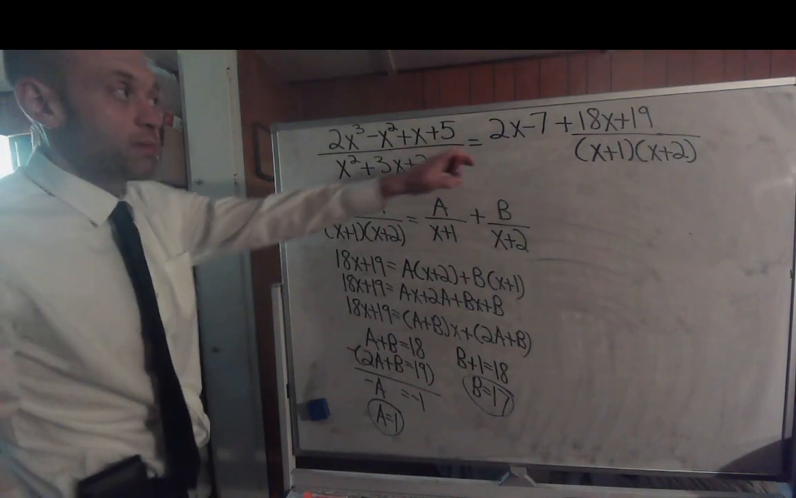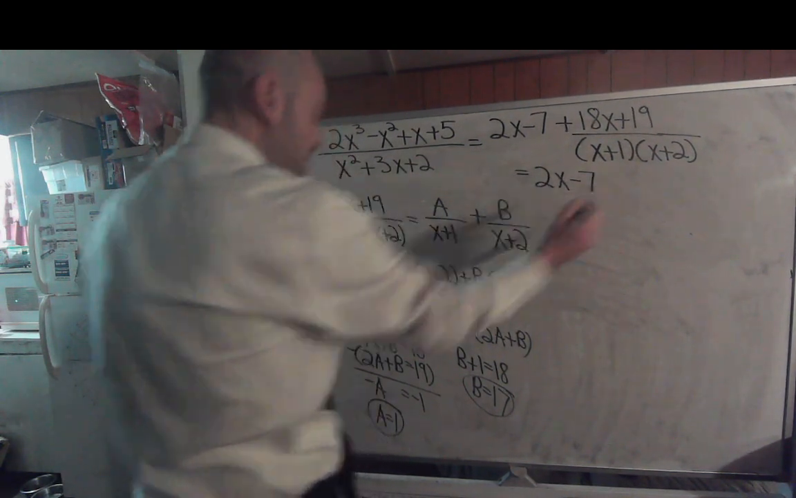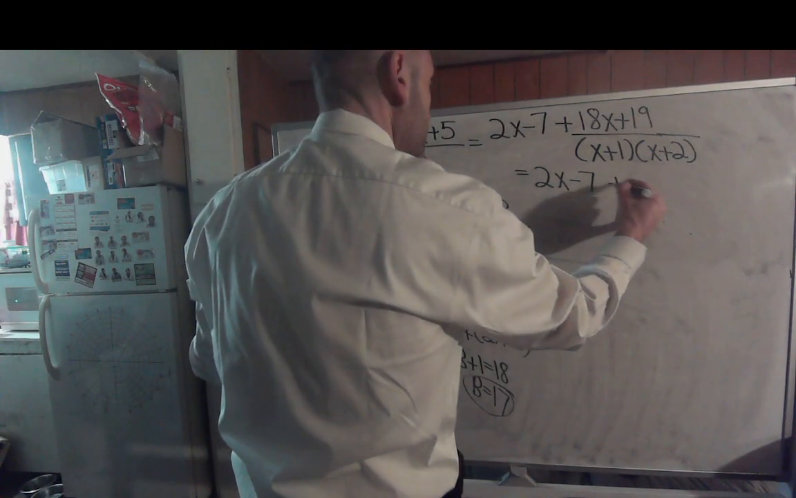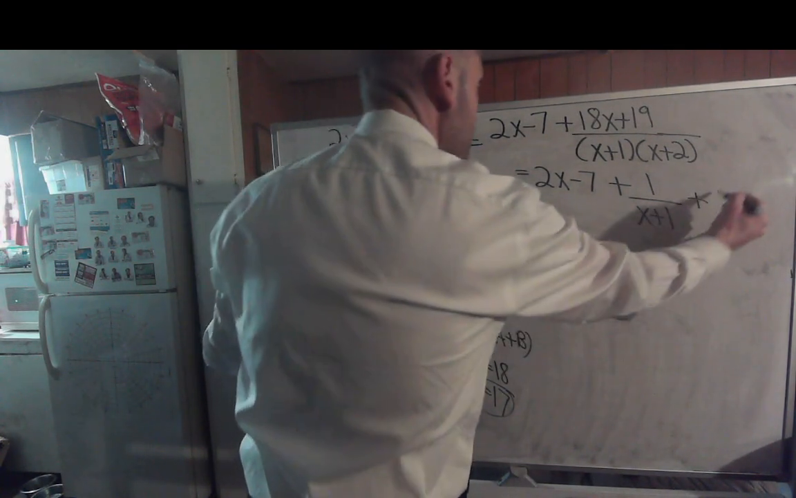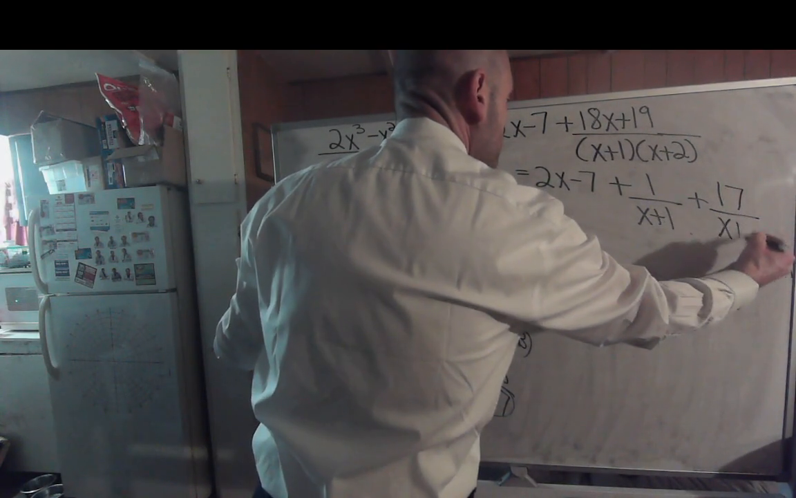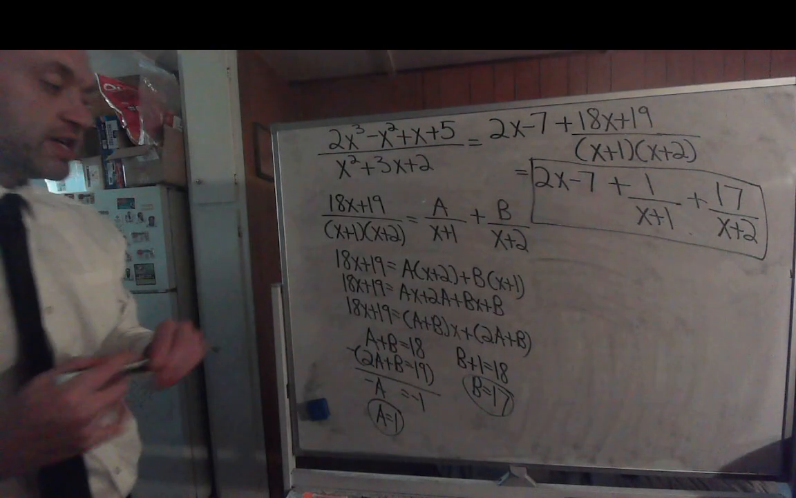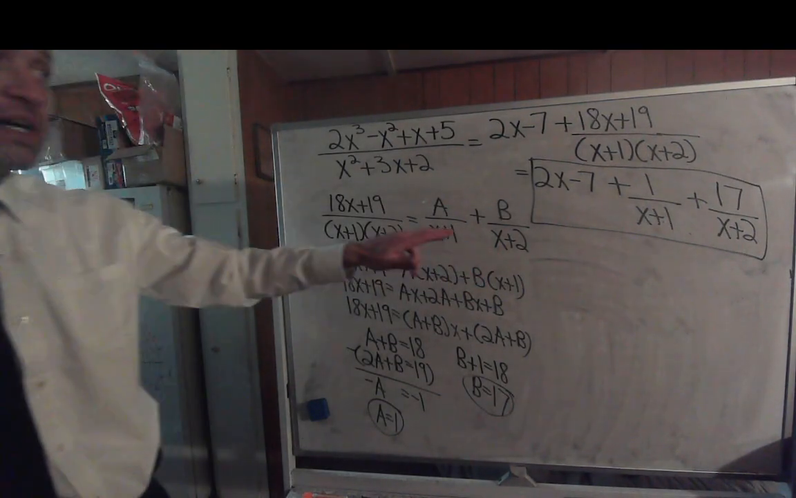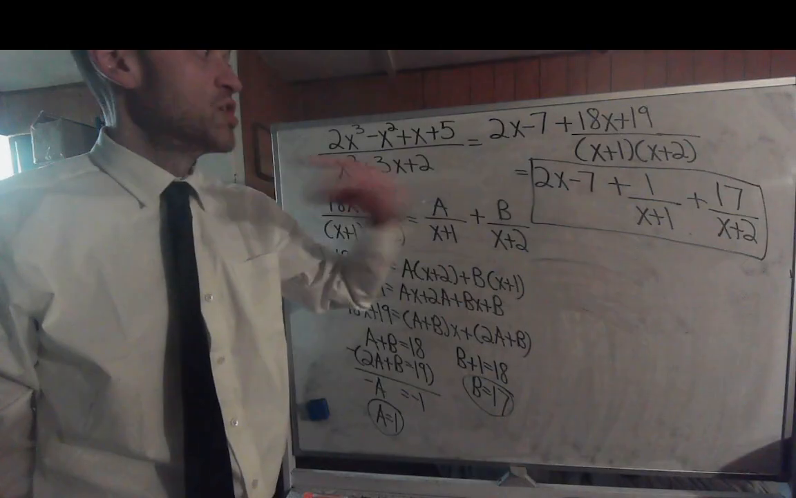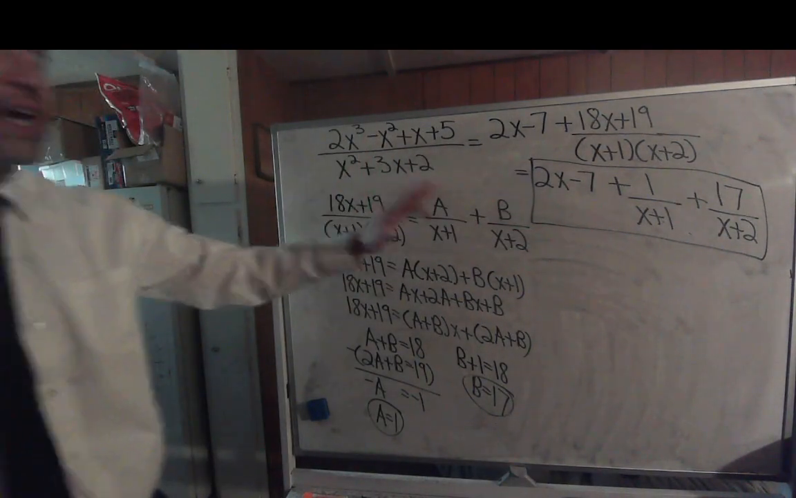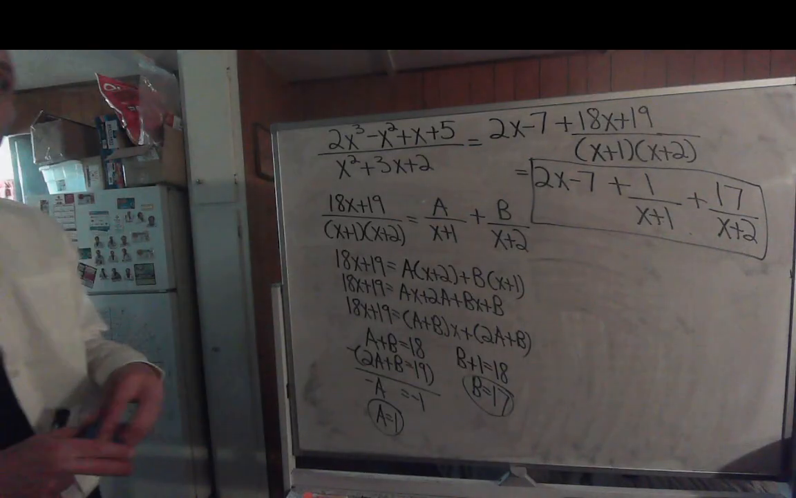So your final form after the partial fraction decomposition is going to be 2x minus 7 plus my 1 over x plus 1 plus 17 over x plus 2. So a lot of people, what they'll do in this situation is they'll write out the partial fraction decomp, but they'll forget to add the two original terms from when you did the long division. So here is really the full form of the partial fraction decomp and the completely factored version. I'm going to do just one more like this, then we're done.